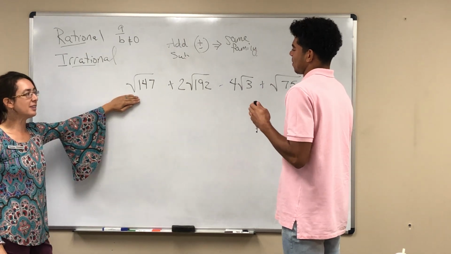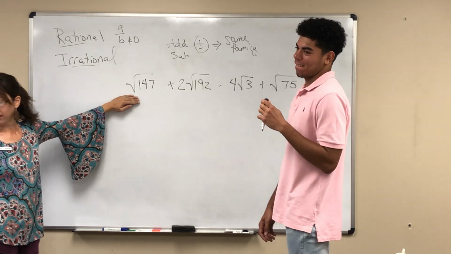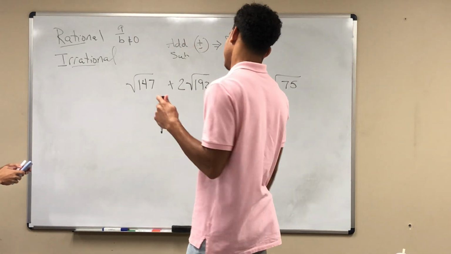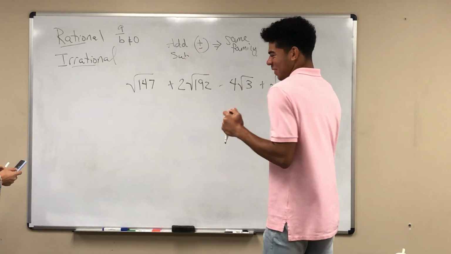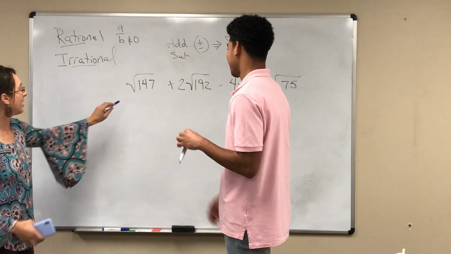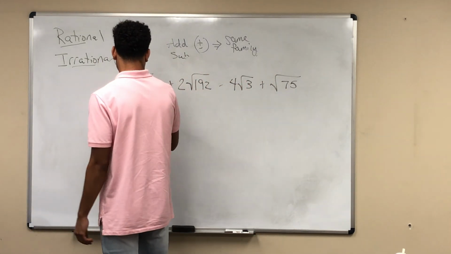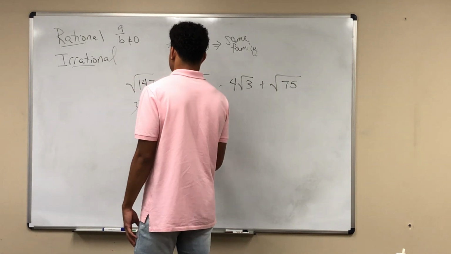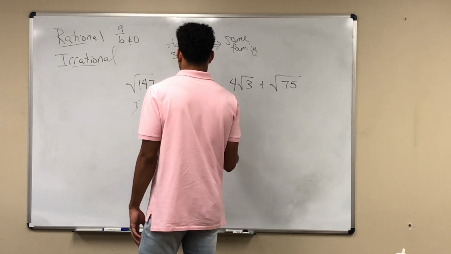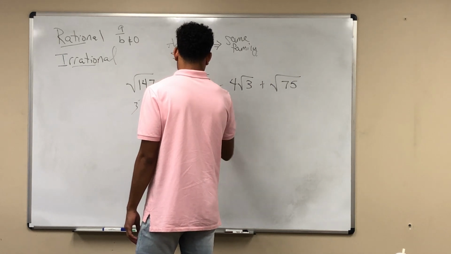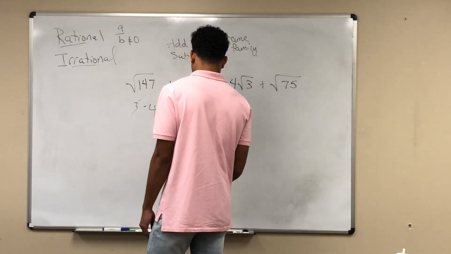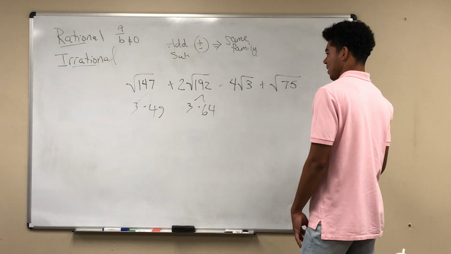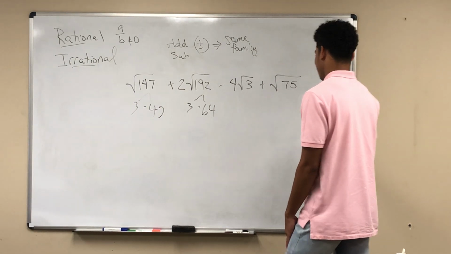Square root of 147. Calculators. You need a calculator? Probably. Okay. 3 times what? 147 is 3 times 49. So write that under there. 3 times 49. Perfect. 192 divided by 3 is 3 times 64. 75 is 3 times what? You should know that one. You have quarters. 75 cents. 3 times 25. Good.